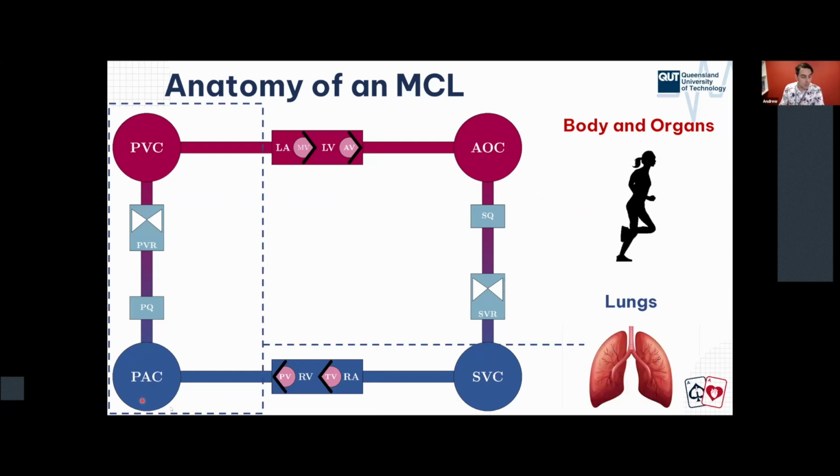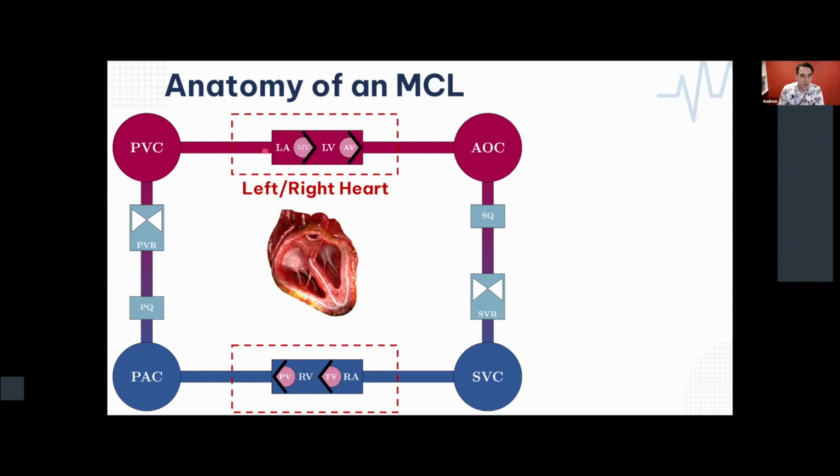This side of the mock loop represents the pulmonary artery, so it gets pumped out of the right side of the heart into the lungs. The blood gets reoxygenated, returns to the pulmonary veins, and then returns back to the left atrium. We have the left and right side of the heart, including the left atrium, mitral valve, left ventricle, aortic valve, and the right side of the heart, right atrium, tricuspid valve, right ventricle, and pulmonary valve.